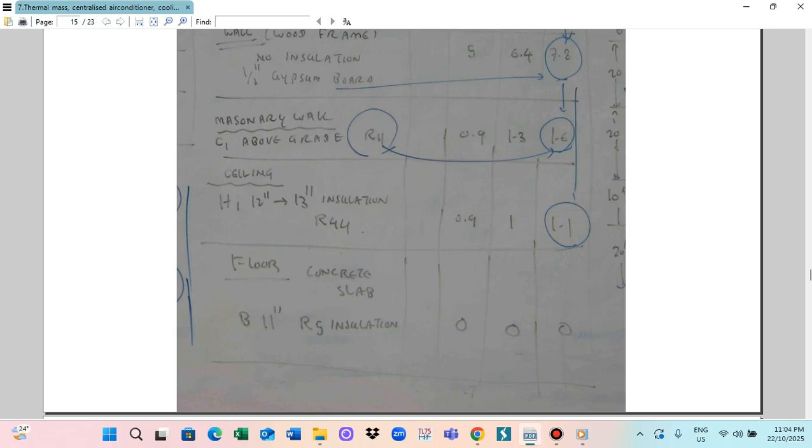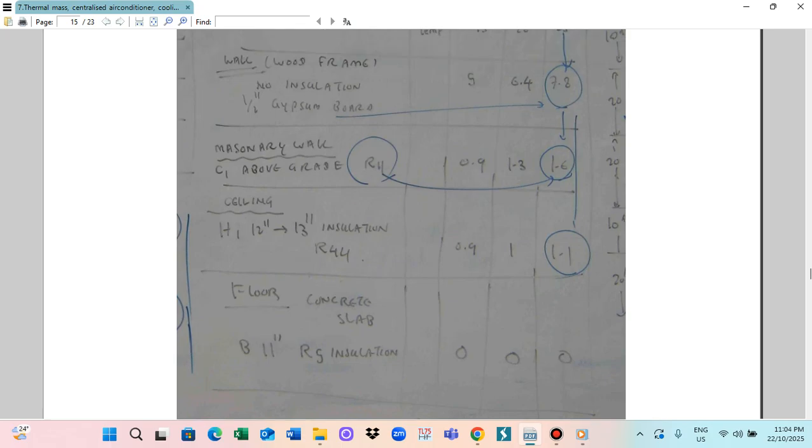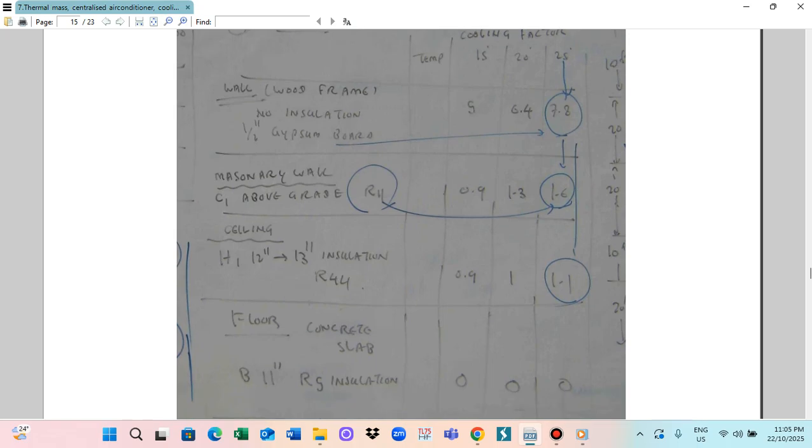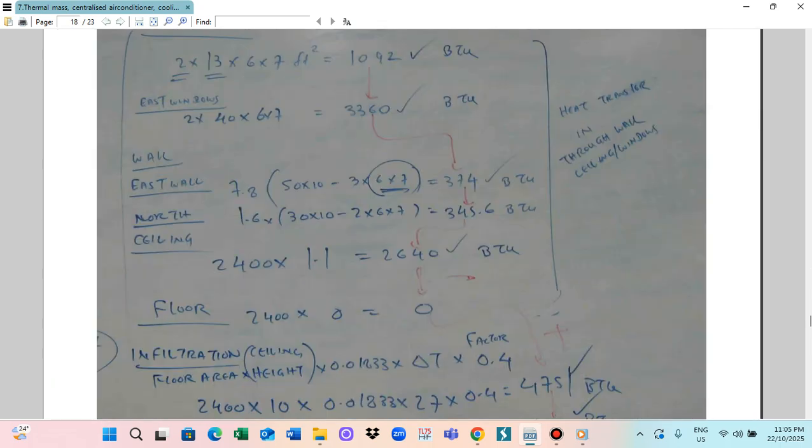Multiply for the ceiling. The ceiling construction is also given: a plaster board with 12 to 13 inches of insulation, R44. So then you see the table: 12 to 13 inches insulation, R44. The temperature difference is 27, which is more than 25, so this data is 1 by 1. You multiply with 1 by 1, so we substitute here, and the ceiling will be 2640.